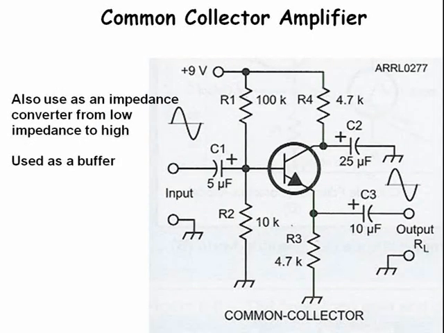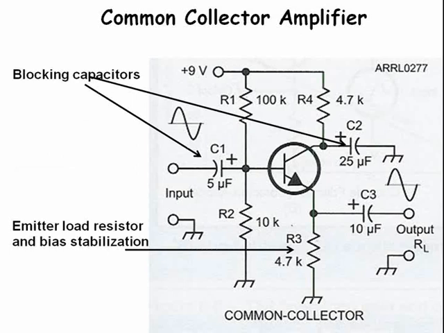This is a common collector amplifier. Capacitor C2 provides a low impedance path to ground. This circuit is commonly called an emitter follower. That means that the voltage output will be about the same as the voltage at the input, but with low input impedance and high output impedance.